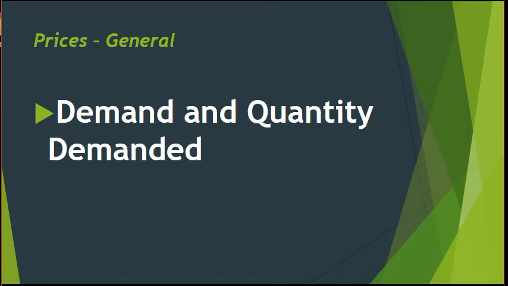Just a quick word on the difference between demand and quantity demanded. The demand for something is the curve itself. The quantity demanded is our position on the curve, which means if we say as an economist that demand has changed, we mean that the whole curve has moved. If we say quantity demanded has changed, that means we slid along the curve.